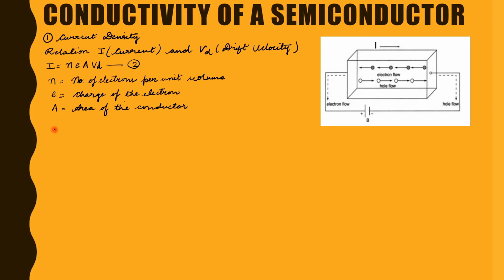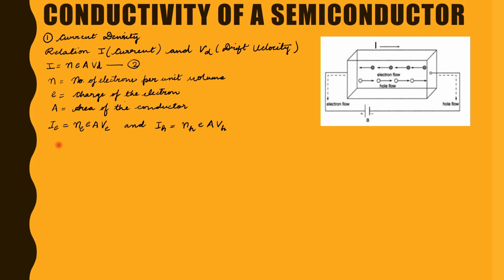If we transform our IE, the current due to electron motion, according to this formula, equation 2, then it will be N with suffix E, E the charge of the electron, A, and instead of suffix d we will write VE. So this is for the current due to electrons. Now similarly for holes it will be N with suffix H, E will be the same, meaning the charge for holes will be the same, and A will be the same, with VH instead of Vd.